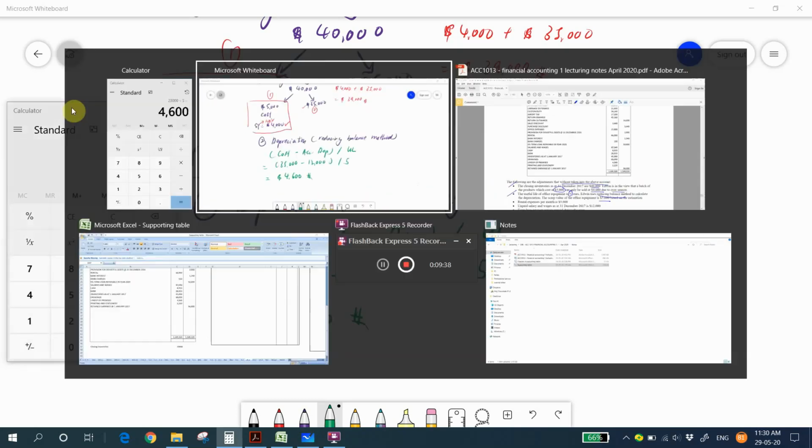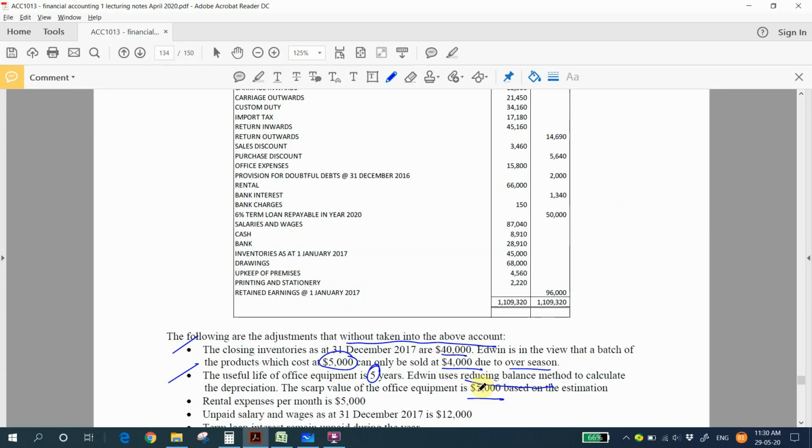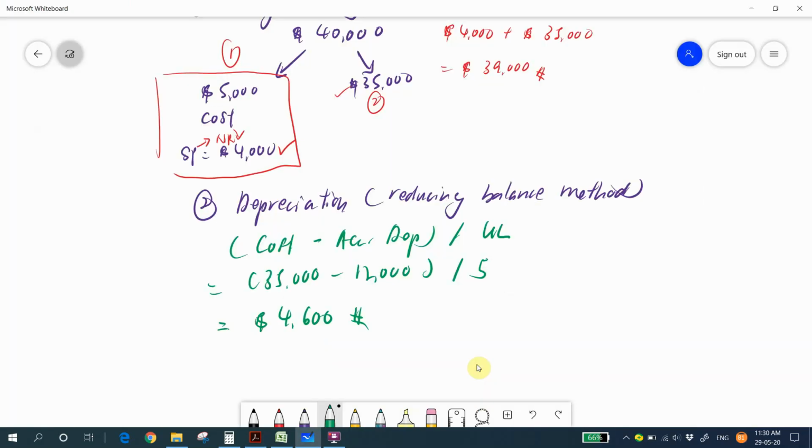And you may ask the question, sir, how about the scrap value? Is the scrap value relevant in the computation of depreciation under the reducing balance method? The answer is no, irrelevant. So we do not need to consider scrap value when we compute the depreciation for office equipment, because the company is using the reducing balance method. So now we have to reflect this 4,600 in the trial balance.